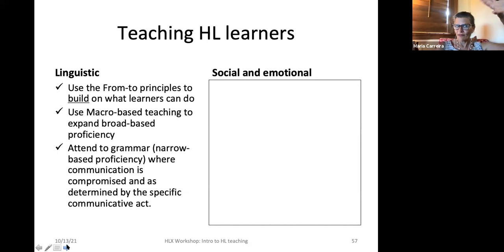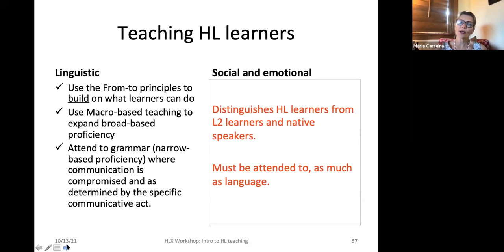On the left, I have listed the linguistic dimensions that we already saw. And now we're going to start talking about these social and emotional factors that are really just as important as language when we're talking about HL teaching, and that really distinguish HL learners from L2 learners and native speakers. Because remember, our HL learners are not native speakers. They're bilingual speakers of your target language and English, and typically they are dominant in English.